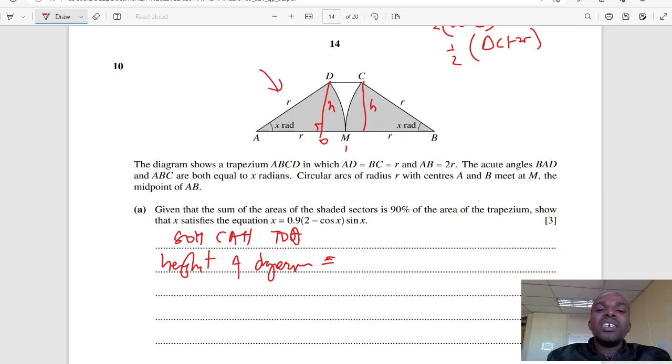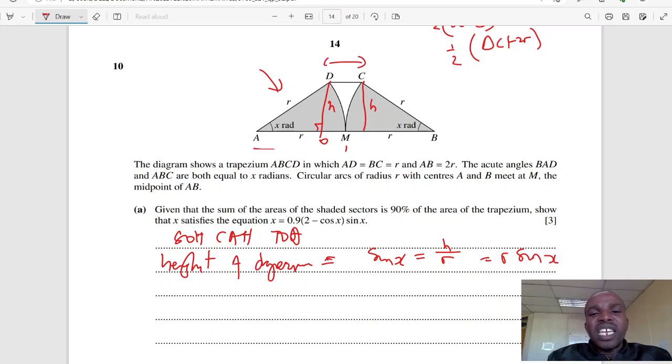Then we have R, we find it in terms of R. Opposite over hypotenuse, that will be sine. So it will be sine theta. Sine theta is opposite, that's H over R. So it will be R sine theta. Sine x actually. This will be x. So it's R sine x. So that's my height.